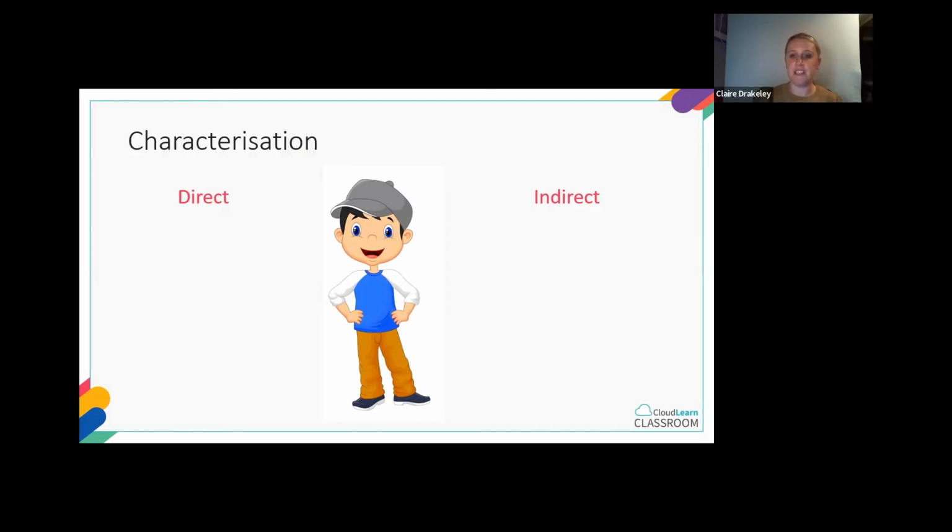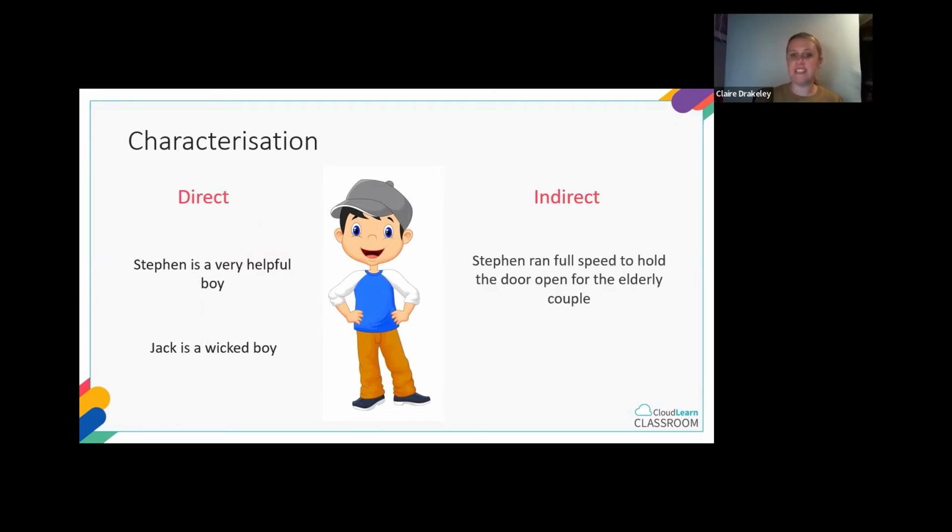This can be done either directly by telling the audience what a person is like, by using phrases such as, Stephen is a very helpful boy, or Jack is a wicked boy. It can also be done indirectly by showing things that suggest what a character is like. For example, Stephen ran full speed to hold the door open for the elderly couple. Or, I don't care if the dog gets better or not, said Jack. So from both these examples, direct and indirect, we can see that Stephen is lovely and likes to help, and Jack is not very nice, doesn't care about dogs.